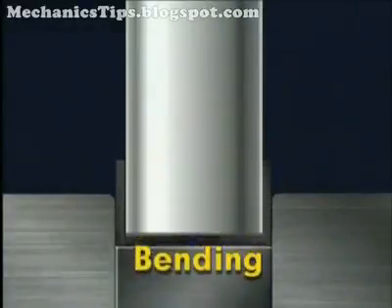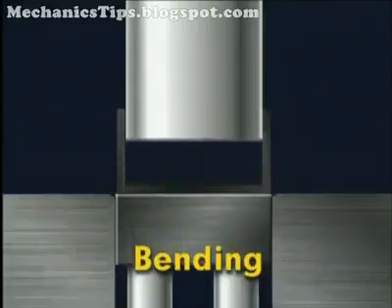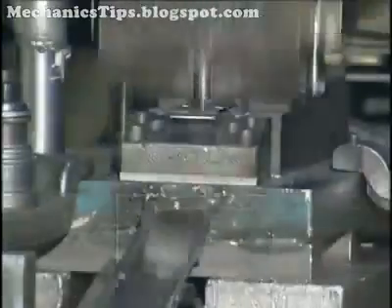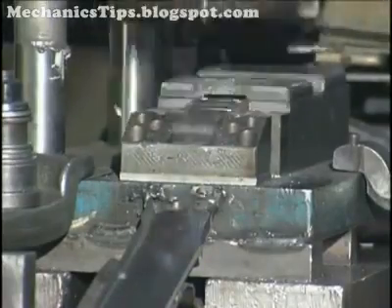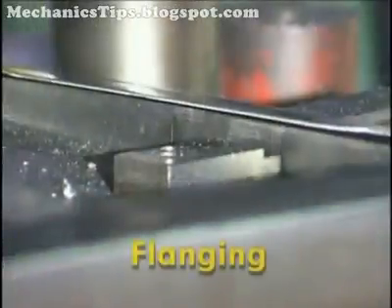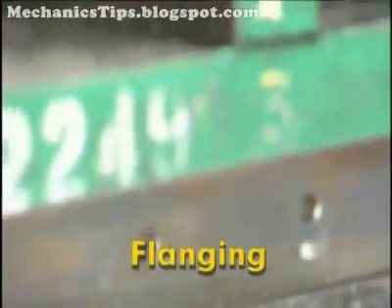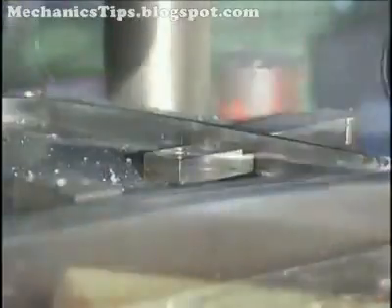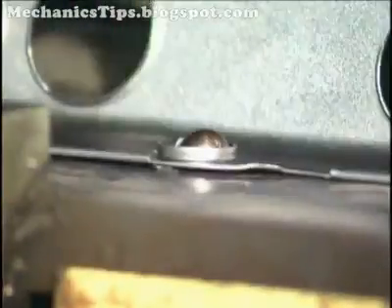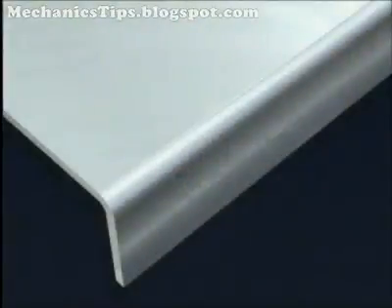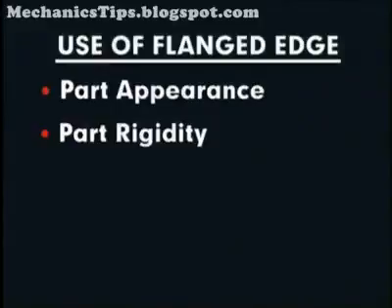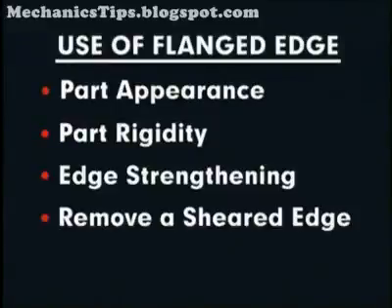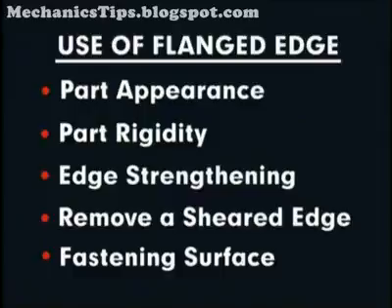Bending is performed on sheet metal to gain rigidity and to produce a part of desired shape. Bending is usually done to make structural stampings, such as brackets, braces, and supports. Flanging is a forming operation similar to bending, except that the flanged edge is shorter and narrower compared to the overall part size. A flange can be bent down along a straight or curved line and is used for appearance, rigidity, edge strengthening, removing a sheared edge, and to provide an accurately positioned fastening surface.